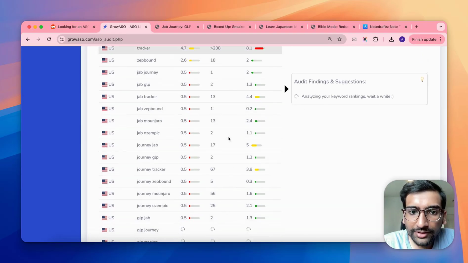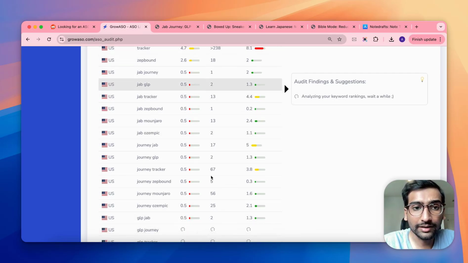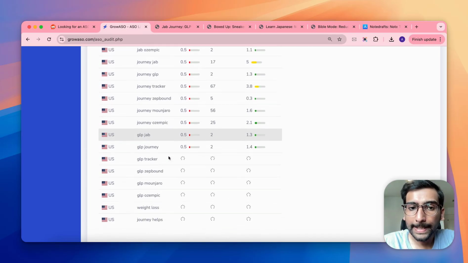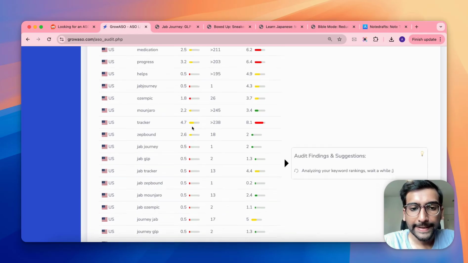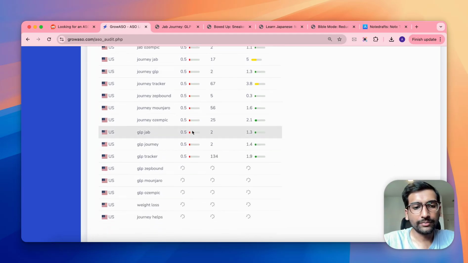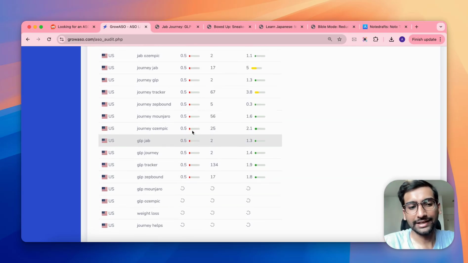Unfortunately, most of the keywords it is ranking for in the double word ones are very low traffic. It's only 0.5 traffic, so this column is traffic. And so what is important then is finding keywords that are relevant and have higher traffic than this. It's a chicken and egg thing, right? If you have a new app, it's hard to rank for keywords which have high traffic and difficulty.